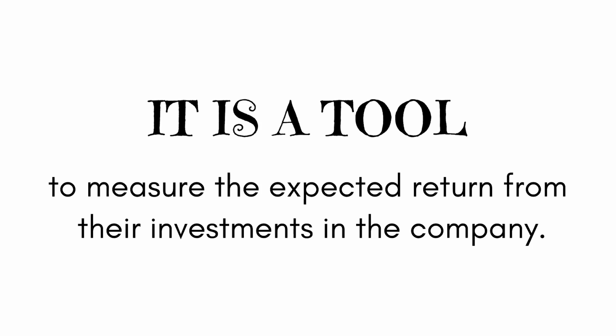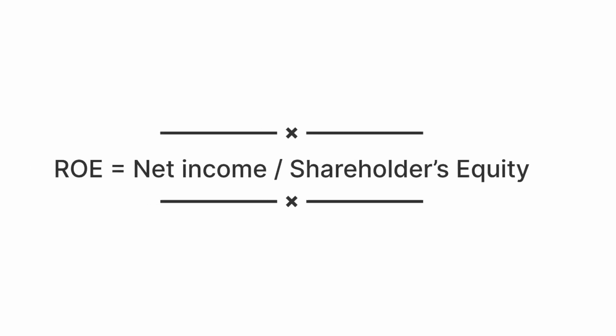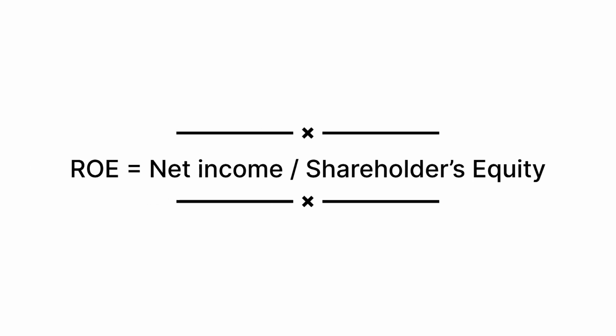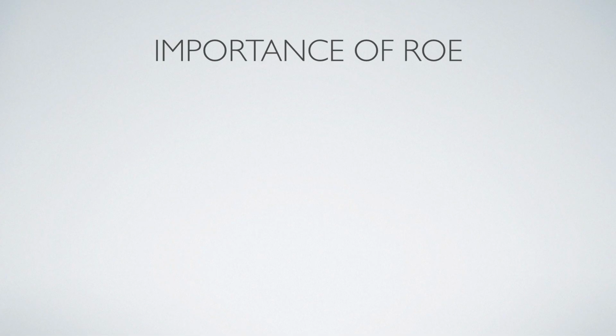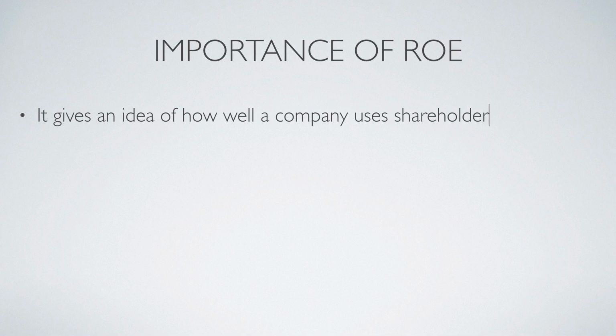in the company. Now, how to calculate return on equity of any company? So, it can be calculated by the ratio of net income of the company to the shareholders' equity. Let us see importance of ROE. It gives an idea how well a company uses shareholders' money to produce profits.